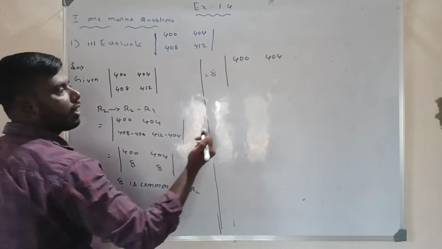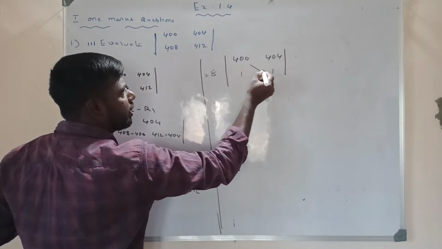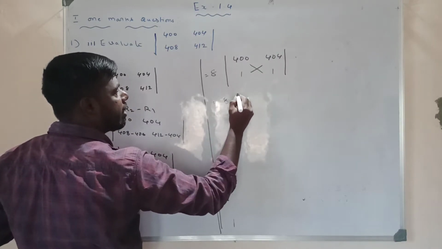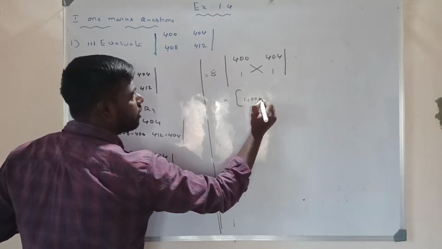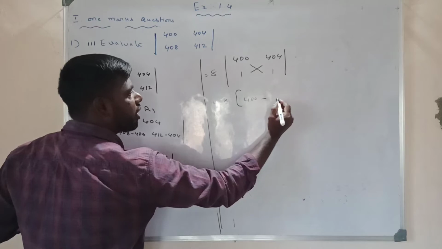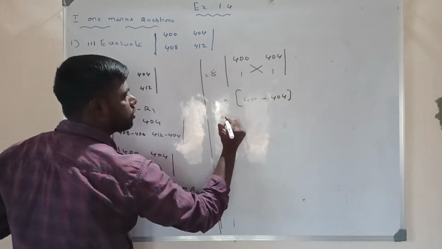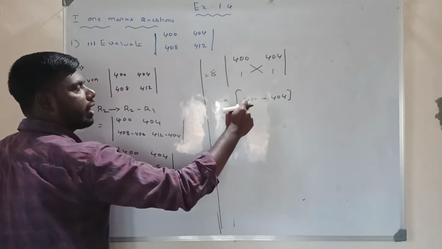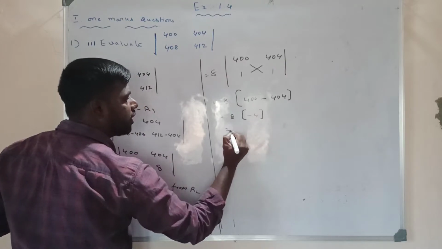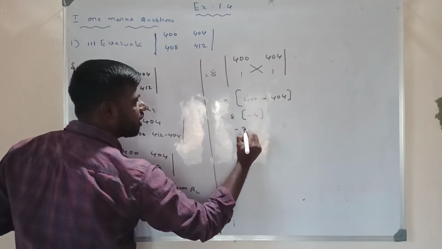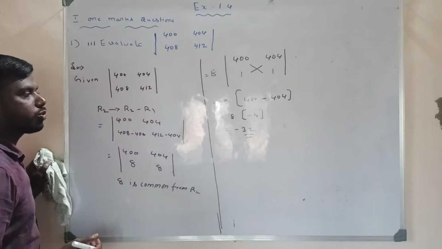What is left of the elements here? 1 is left. Now we apply the cross multiplication method, AD minus BC. 400 into 1 is 400, minus 1 into 404 is 404. Now 8 into (400 minus 404), that value is minus 4. Now 8 into minus 4 is minus 32. This is the required solution for this question.